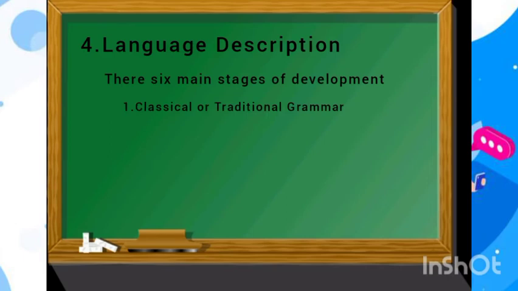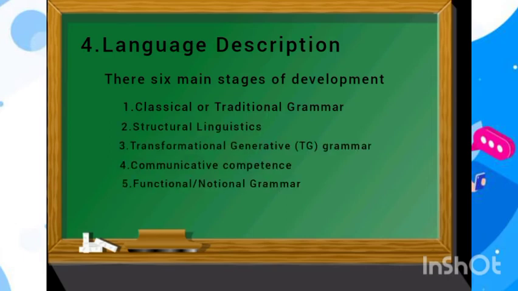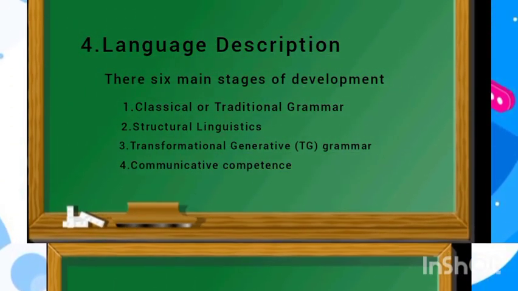Number one, classical or traditional grammar. Number two, structural linguistics. Number three, transformational generative grammar. Number four, communicative competence. Number five, functional and notional grammar. Number six, discourse and rhetorical analysis.